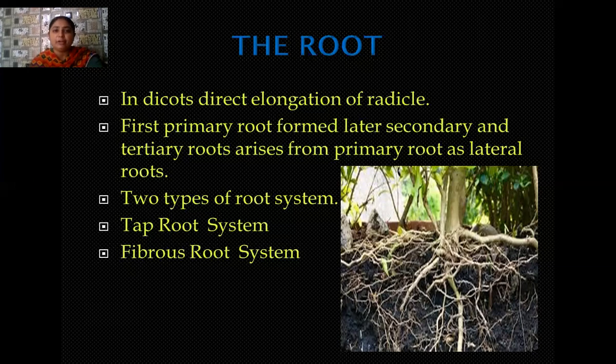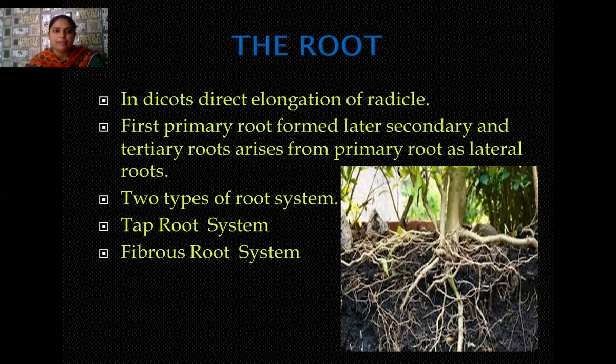In a dicot plant, the root originates directly from the radicle. So the direct elongation of the radicle actually produces the roots. First the primary root originates from the radicle, and later on this primary root bears so many lateral branches, and they form the secondary roots, then tertiary roots. All of these secondary roots and tertiary roots arise from the primary root as lateral branches. So here in case of dicot plants, we have two types of root system. Number one, taproot system, and number two, fibrous root system.